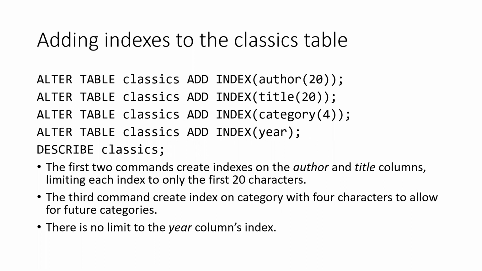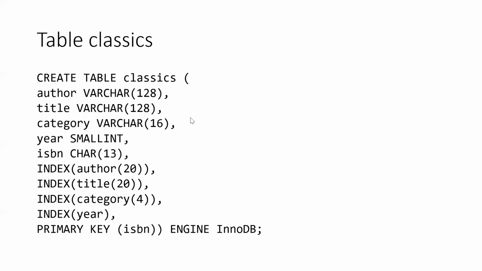But here what you note is, for example, author, then within brackets we have 20. That 20 means when you're indexing, consider only the first 20 characters. You have to sort and index in a way, but you don't have to consider the whole name, for example, right? And when it comes to category, you consider the first 4 characters for the index, and finally for the year you don't have any limit, because we know that you have only 4 characters.